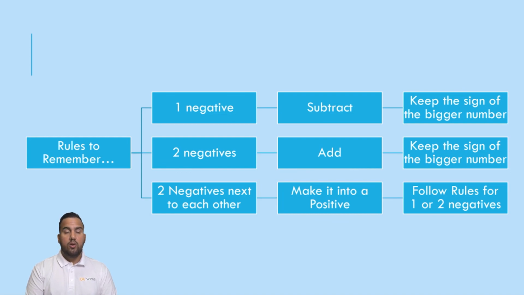or negative. Rule number 2, if you see 2 negatives, you're going to add. And because they're both negative, it's going to stay negative. Or if you want to remember the sign of the bigger number, that's fine. That's going to work for every problem.